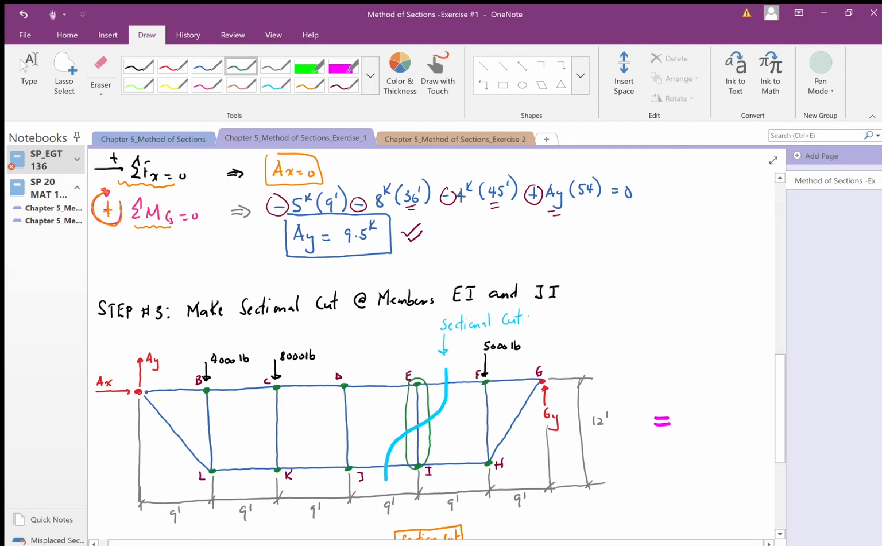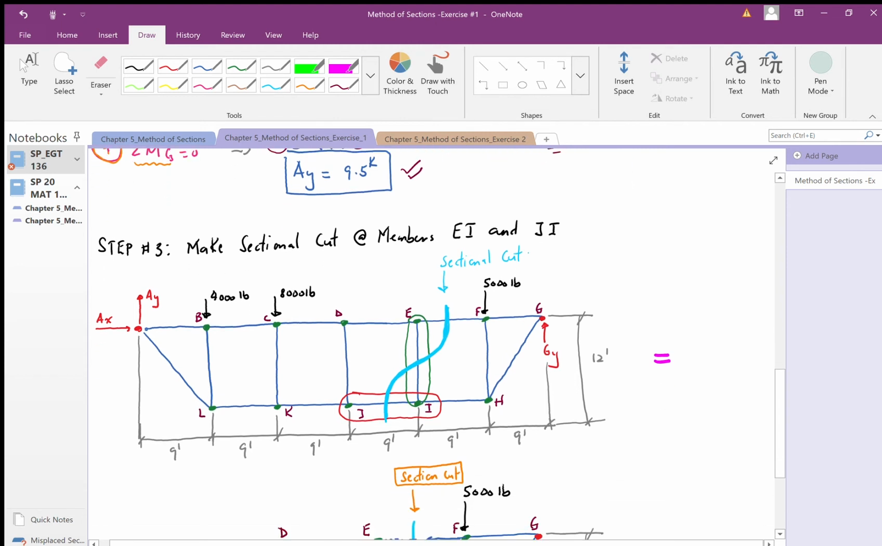They want to know if member EI is in tension or compression, and member JI, is that also in tension or in compression. Let me use a different color. This is the member here, this member right here. To do that, you just create a sectional cut as I've done here. It's cutting through those two members that are of interest to you.